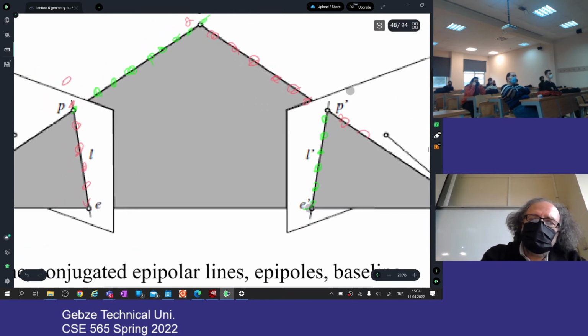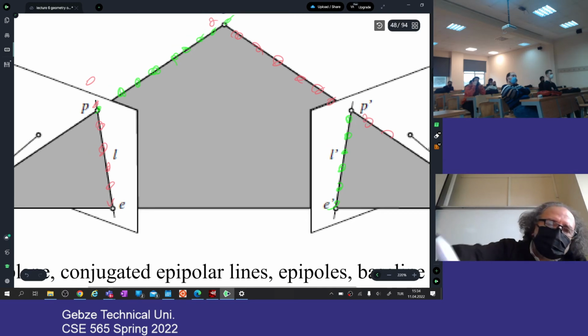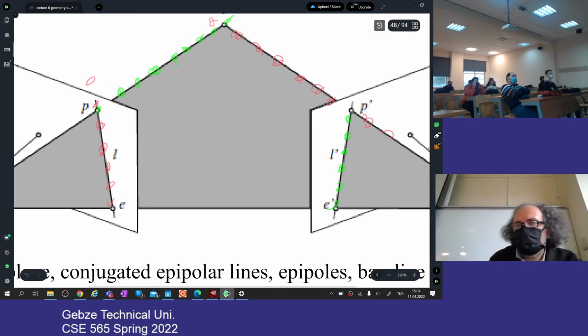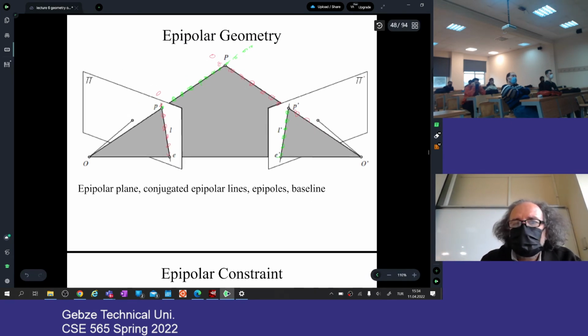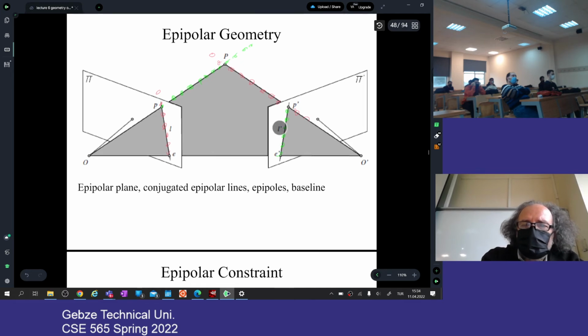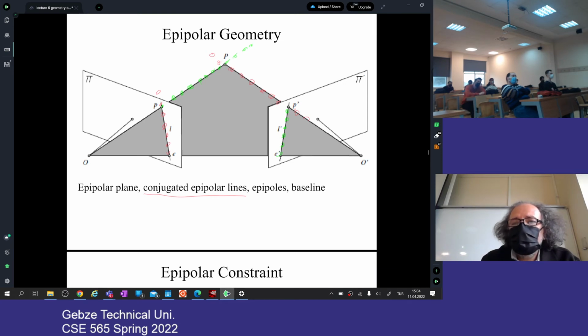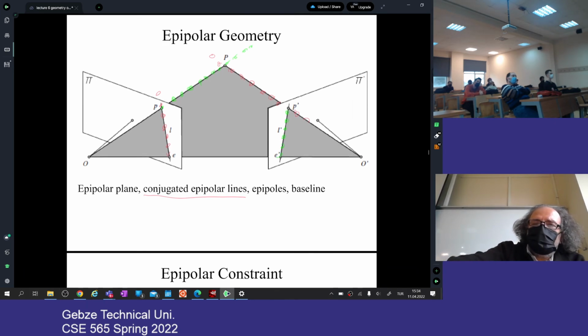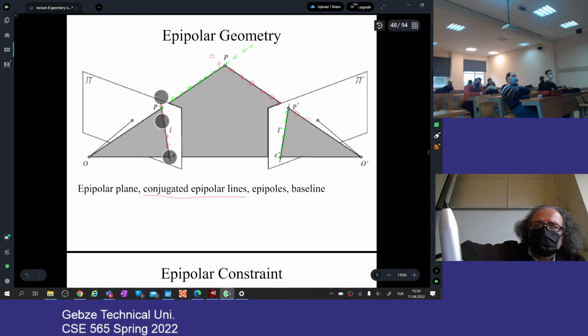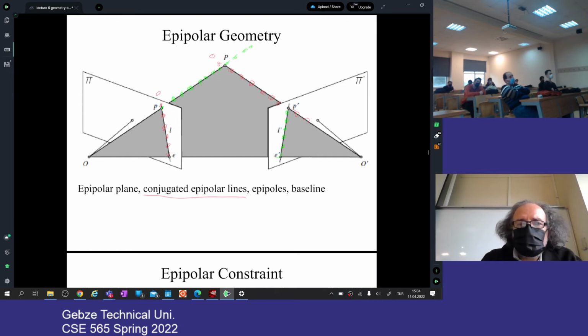And if I am going to look for the corresponding point for this P prime, I am going to look for it on this red line. That's why they have special names. These two lines, L and L prime, are called conjugated epipolar lines. Why are they conjugated? If you are going to look for the corresponding point for this P prime, you find this conjugated epipolar line and you look for it on this line, and do the same thing for P, vice versa.